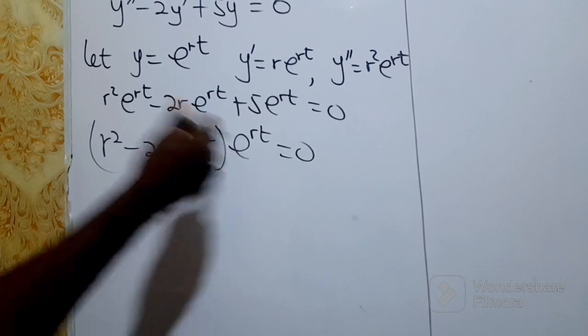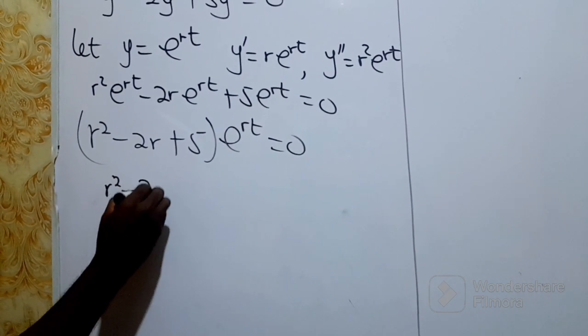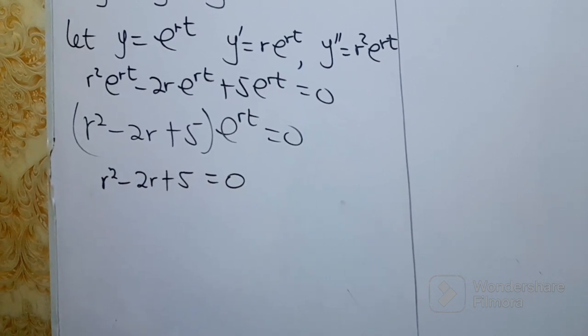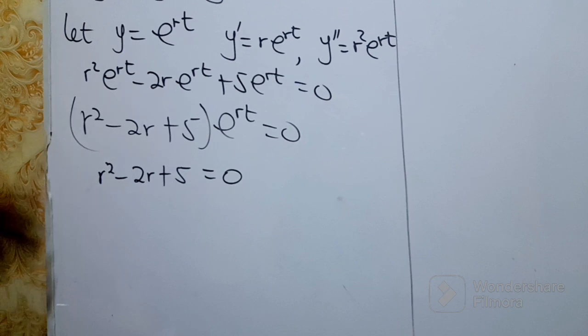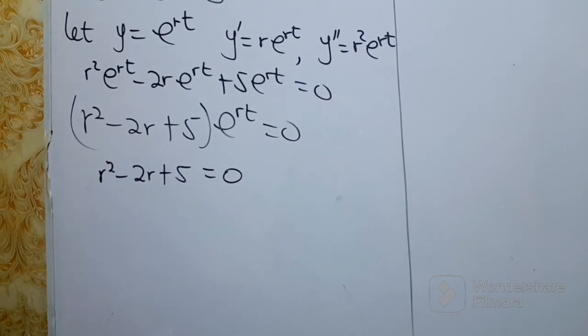So now we divide both sides by e to the r t. So we get r squared minus 2r plus 5 equals 0. Now this becomes a quadratic equation. The roots of this quadratic equation will determine the form of the complementary solution. So now we solve this.